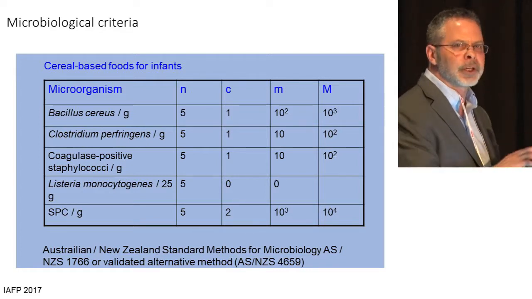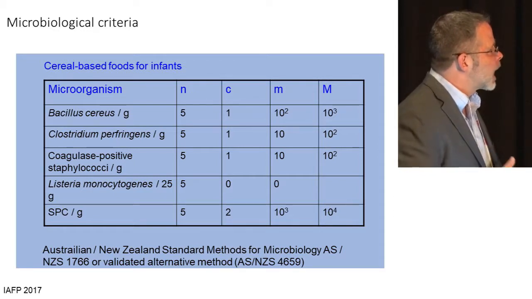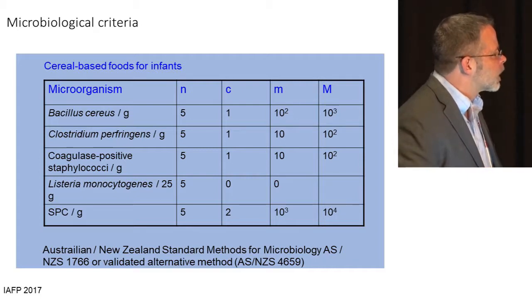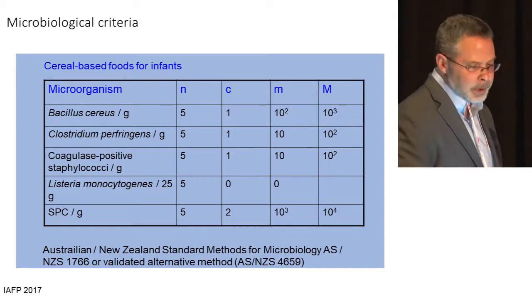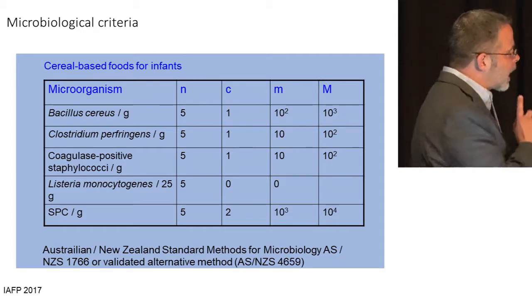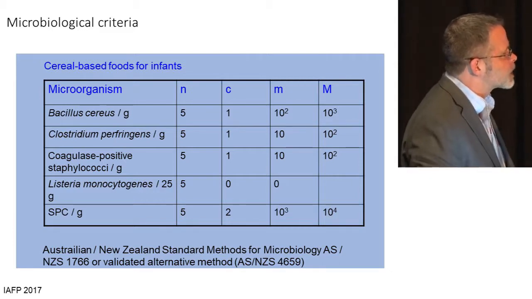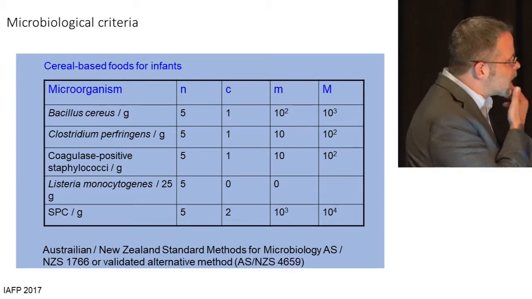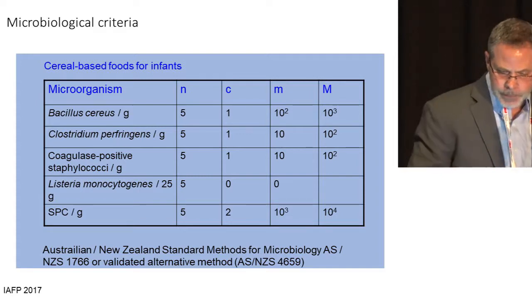I selected this because this is a good example of a comprehensive criterion that has not only a list of pathogens, and in some cases you could consider hygiene indicators for cereal for infants. And I wanted to point this out. You've got N, which is the number of samples, and in some cases you have a 3-class plan, so you're able to accept some that are in the marginal range between little m and big M. And then you have your hygiene indicator of total plate count in this case. So it's a good example of a criterion.